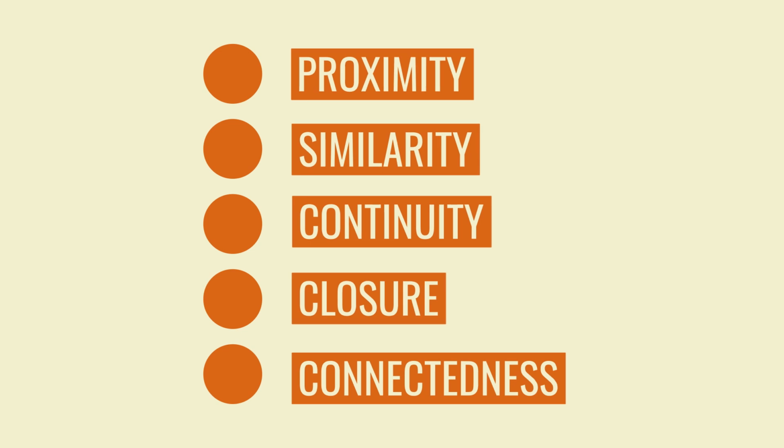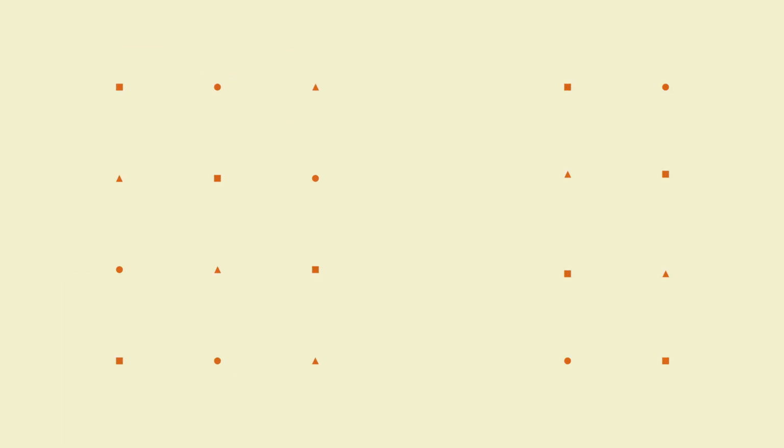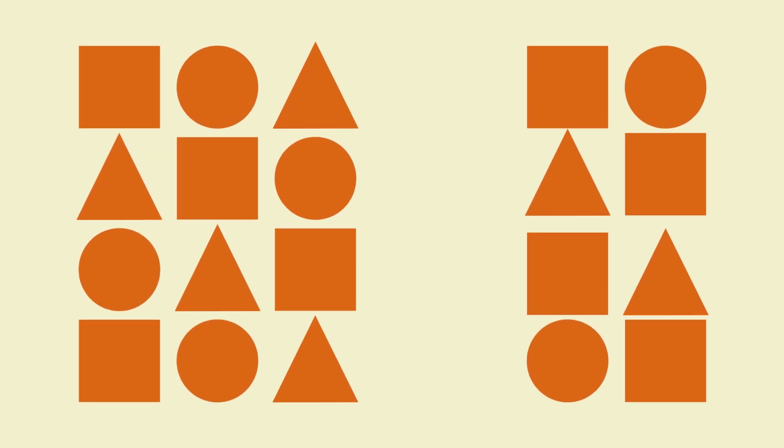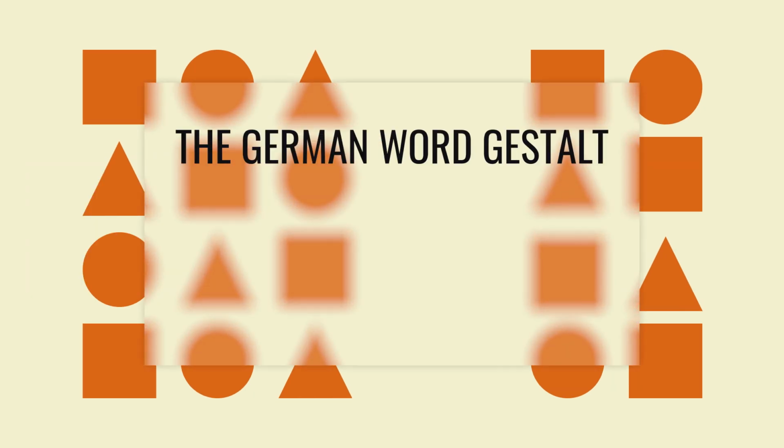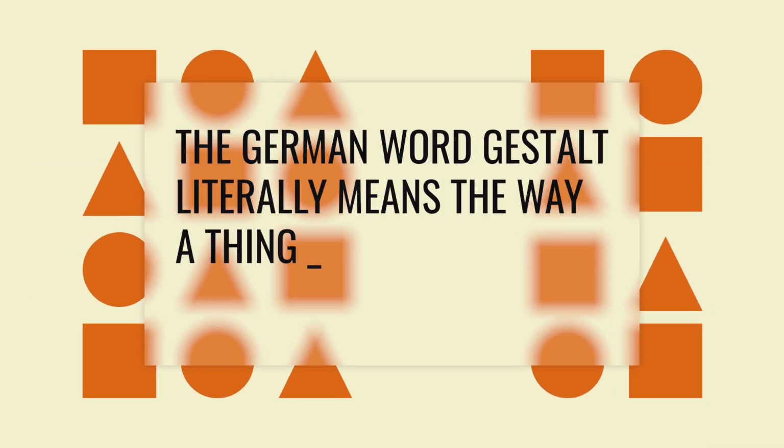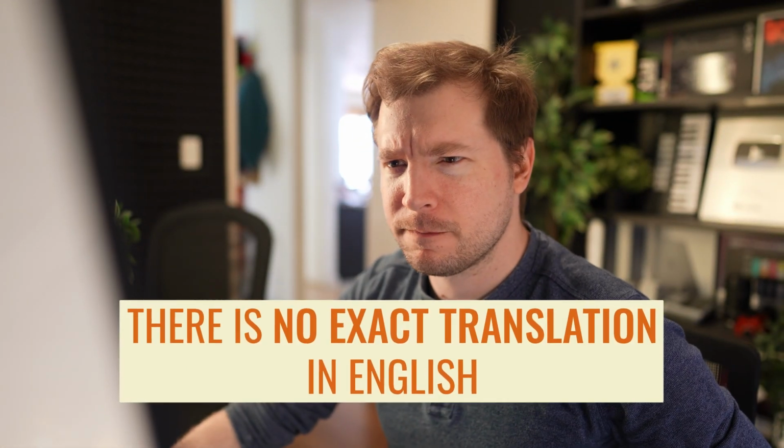So what do they do? Well, let's start with a simple example. When objects are placed near one another, the mind perceives them as a group. They are essentially Gestalt. If the term is new to you, the German word Gestalt literally means the way a thing has been placed or put together. Like many German words, there is no exact translation in English.